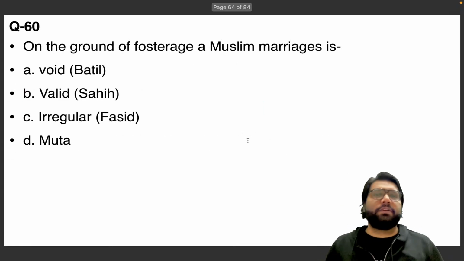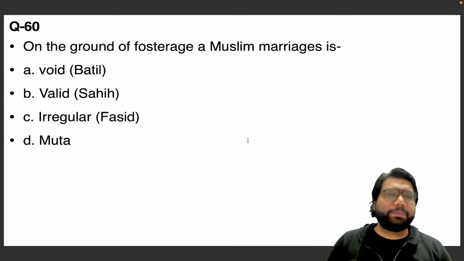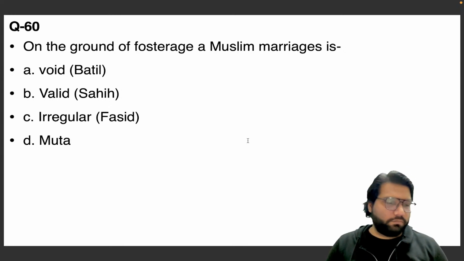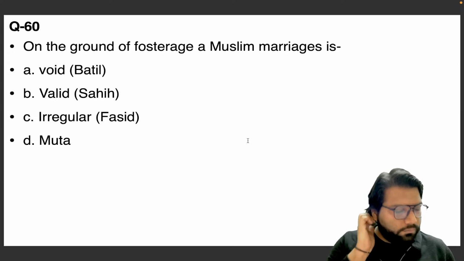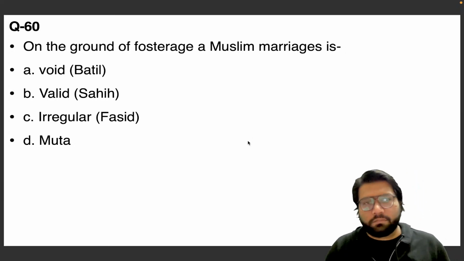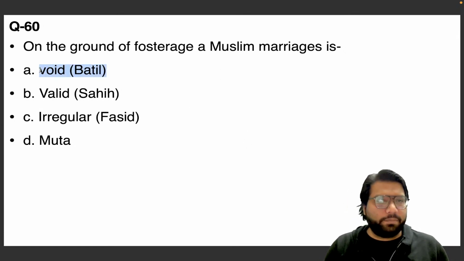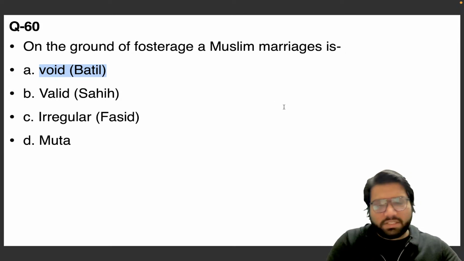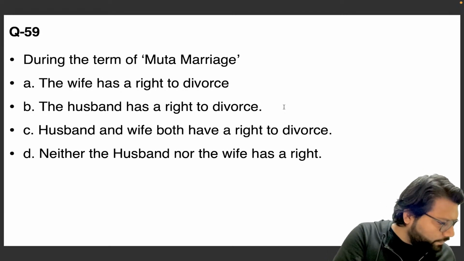चलिए नेक्स्ट. On the ground of fosterage a Muslim marriage is... and everyone's answer is correct. That is A, void. That is void. Student, just give me a second. I just want to confirm this. Just give me a second. Okay.